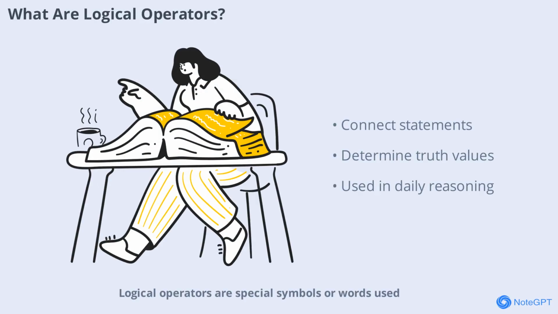Logical operators are special symbols or words used to connect statements and determine their truth values. They allow us to combine simple statements into more complex ones, making it easier to analyze and draw conclusions. In everyday language, we use logical operators without even realizing it. For example, when you say, "I will go to the park if it is sunny and I have free time," you're using logical operators to connect conditions. Let's dive deeper into the most common logical operators and see how they work.